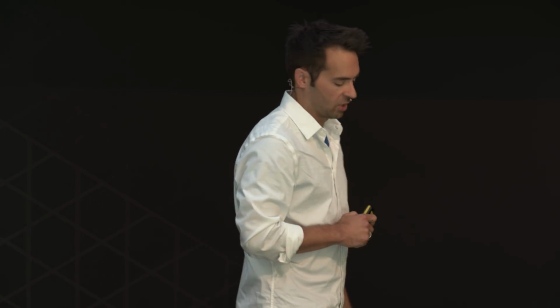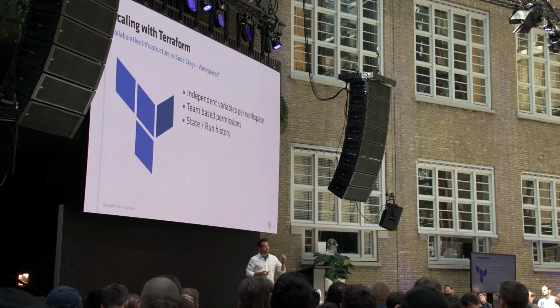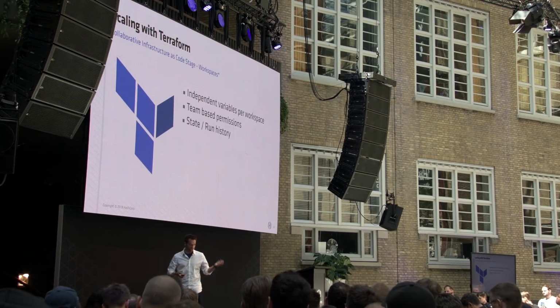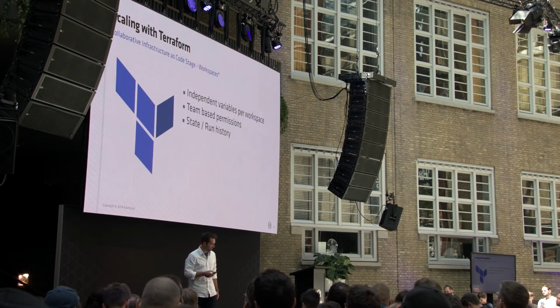And then you get state and run history. When you use remote state with Terraform Enterprise, we keep versioned states of every change. So you can go and look at a historical log, and you can look at all of the runs that have taken place, who approved them, where their source was, back to GitHub pull requests, things like that.